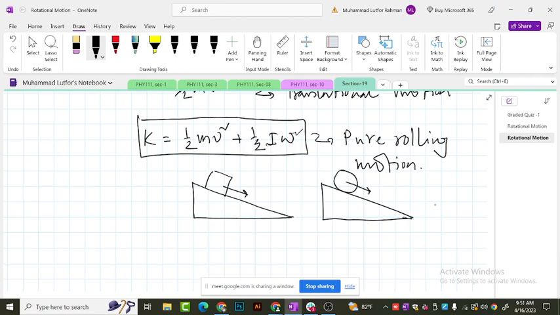It has both types of motion, because let's say this is a wheel, it is rotating about its axis with angular velocity omega, and its center of mass is also moving downward with a speed v. That's why this type of motion is known as pure rolling motion, when the system has both rotational motion and translational motion. The motion of a car wheel is actually pure rolling motion, because it has rotational and translational motion.